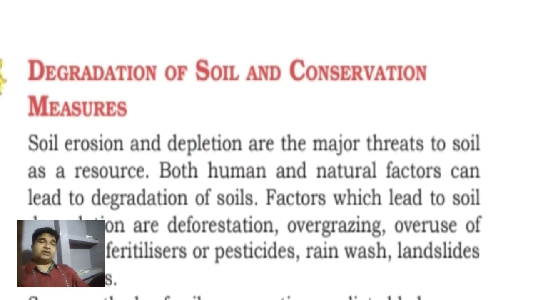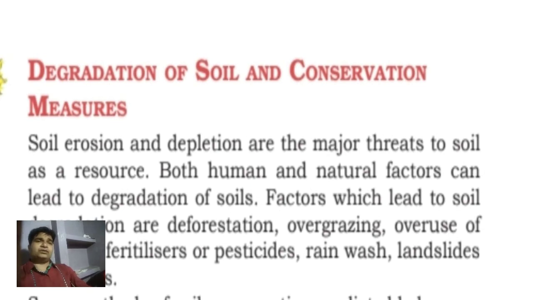Soil erosion. Soil erosion means washing away of the soil. When water flows on the land, it carries soil with it. It is known as soil erosion. And depletion. Depletion is going down. These are the major threats. Threats means challenges to soil as a resource. Both human and natural factors can lead to degradation of soil. So both human and climatic factors are responsible for this downfall of the soil.